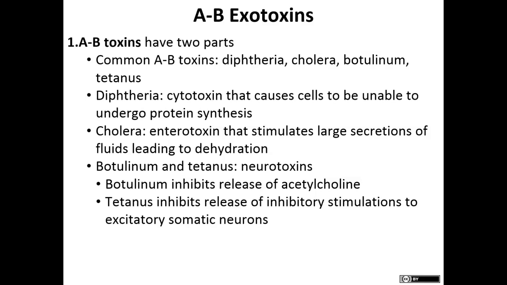Both botulinum and tetanus are neurotoxins, so they damage nerve cells, or they cause problems with nerve cells. Botulinum toxin inhibits the release of acetylcholine, causing a flaccid form of paralysis, whereas tetanus inhibits the release of inhibitory stimulations to those excitatory neurons, which is kind of a big mouthful, but basically it stops inhibitory neurons, so your excitatory somatic motor neurons keep stimulating your muscles, and so your muscles continuously contract, forming a spastic paralysis.